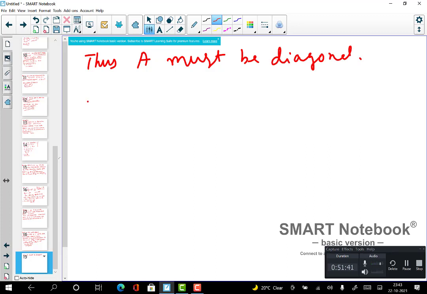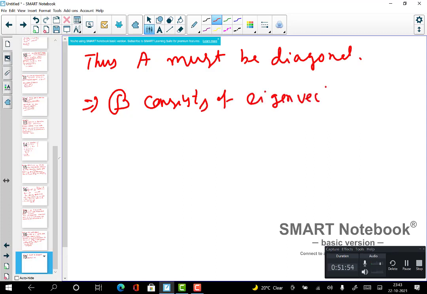So this implies that B consists of eigenvectors of T. Okay, what was the theorem? So this is the theorem, and this is the proof. Whenever you are talking about a finite-dimensional real inner product space, the existence of an orthonormal basis consisting of eigenvectors is equivalent to saying that the operator is self-adjoint or Hermitian.